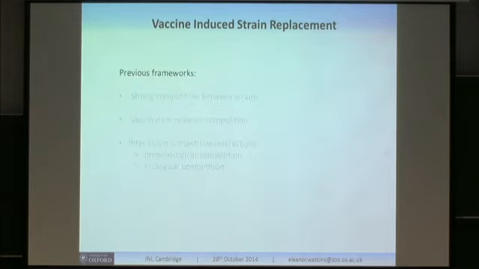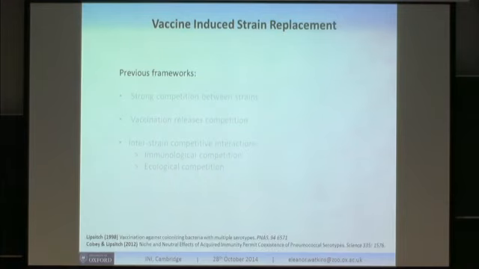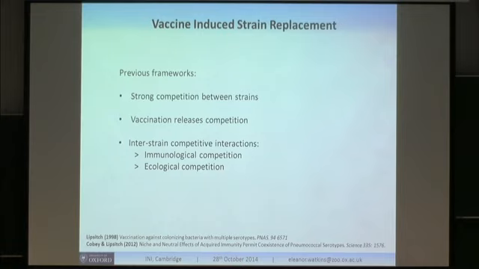So, previous frameworks of vaccine-induced strain replacement have been studied in great detail in the context of competition. For example, by Mark Lipsitch and his colleagues. These models assume really strong competition between strains, and replacement occurs because vaccination releases this competition, allowing the non-vaccine strains to fill in the niche of the vaccine-eliminated strains. Competition in these frameworks is mediated either immunologically through cross-protective immunity, or also ecologically through, for example, direct competition in the nasopharynx for metabolic substrates or host receptors.